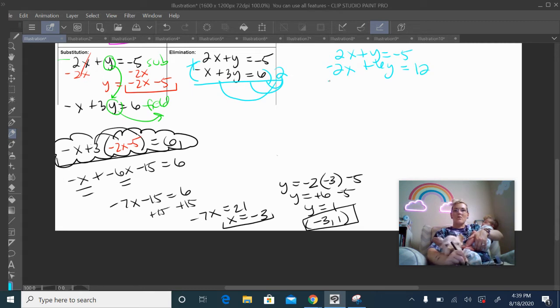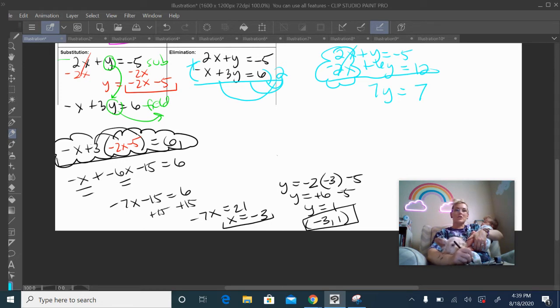Now when I add them together, the x's cancel. 2x minus 2x is 0. y plus 6y is 7y. And then I have -5 plus 12, which gives me 7. You notice, I'm going to put a little bubble around there, that the 2x and the -2x canceled.